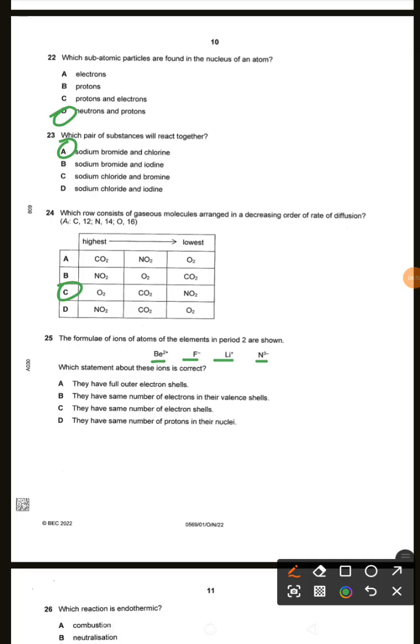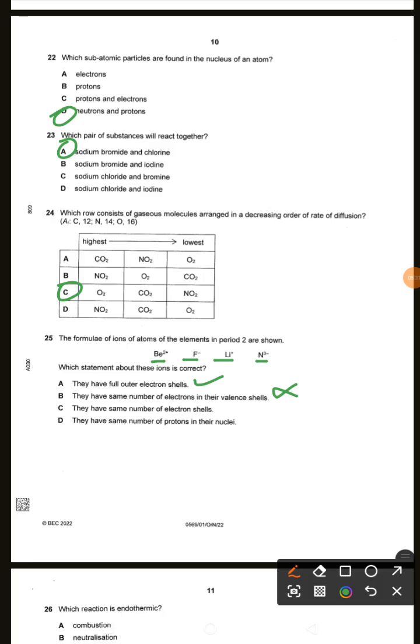A says they have full outer electron shells. Yes, that's correct. B, they have the same number of electrons in their valency shells? No, they do not. They have same number of electron shells? No. Remember, electron shells are guided by the period. Yes, if they were on the same period as elements or as atoms of elements, then that statement would have been correct.